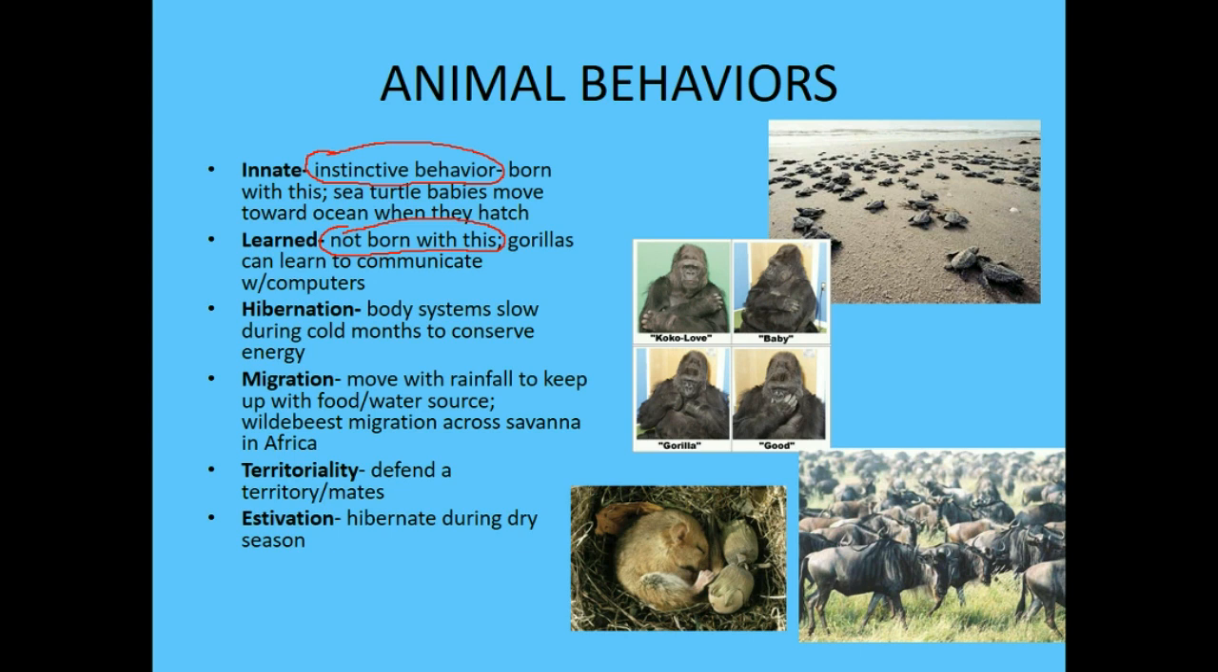Some other types of behaviors: you have hibernation, which is resting during the cold weather. Estivation down here on the bottom is also a kind of dormancy, but it's during dry seasons, like during the summer when it gets real hot. You have migration because of food or weather. And then animals can be territorial, territoriality, and defending that territory. So those are just a quick overview of animal behaviors that are the key things. And this ends our discussion about organisms.